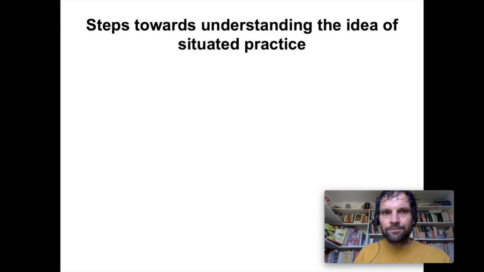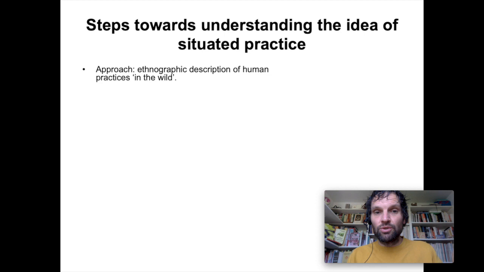Okay, so now I've sort of introduced the whole idea, but I want to go in a few reasoning or thinking steps, sort of scaffold, stepping stones. I want to take you from the straightforward idea of external representation, which we talked about in the last lecture, to the idea of situated practices. So the basic approach here is that we're doing ethnographic description of human practices in the wild. So we're looking at what people are actually doing in real world practices. We're looking at people in the full richness with everything there as it is in the real world.